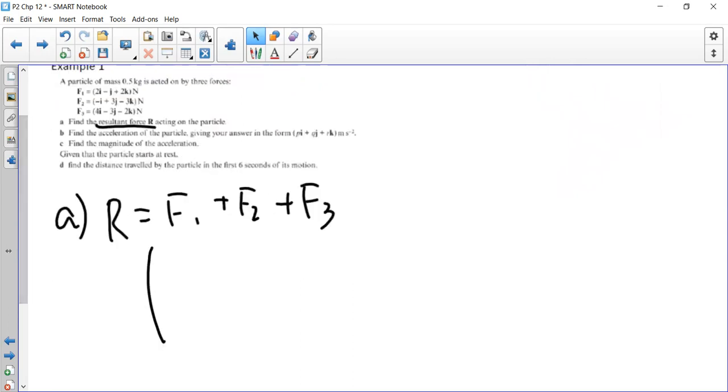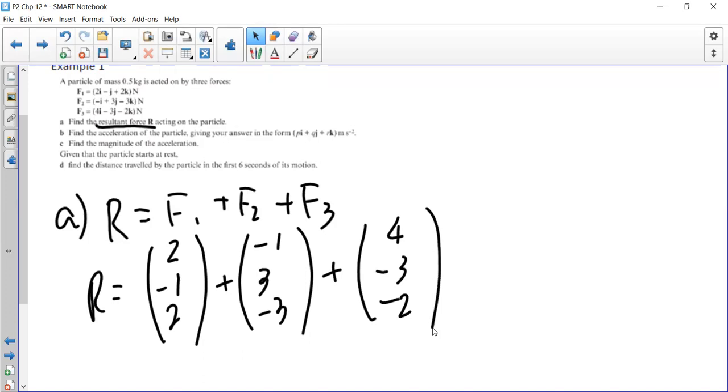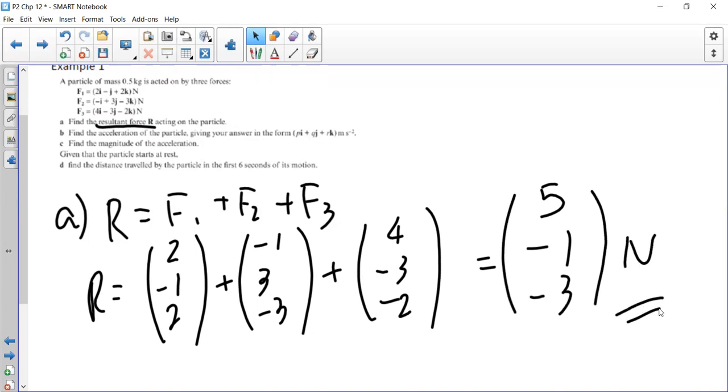So R equals F1, which is (2, -1, 2). I like to put it in column vector form because it's much easier to do the calculation. Plus (-1, 3, -3), plus F3, which is (4, -3, -2). Add up row by row: 2 minus 1 plus 4. Hopefully you will do this on a calculator because you don't want to make any silly mistakes. The third row gives minus 3. So that's in newtons, and that's the resulting force. Unless it asks you to find the magnitude, you don't have to find it. We can leave it in vectors.